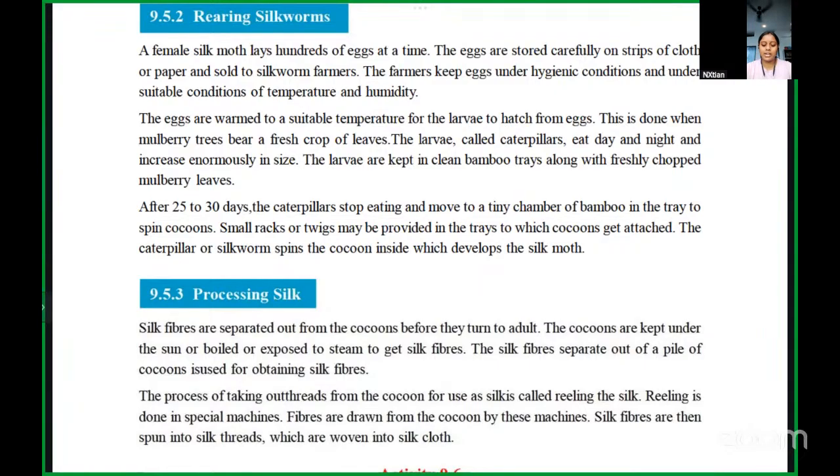Then they are kept in clean bamboo trays along with freshly chopped mulberry leaves. Bamboo tray means you take a bamboo and cut it like that, so that bamboo portion is left. In that they spread mulberry leaves and place the caterpillars on that. After 25 to 30 days, the caterpillars stop eating and move into a tiny chamber of bamboo in the tray.